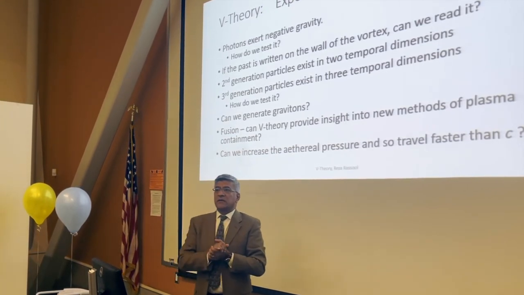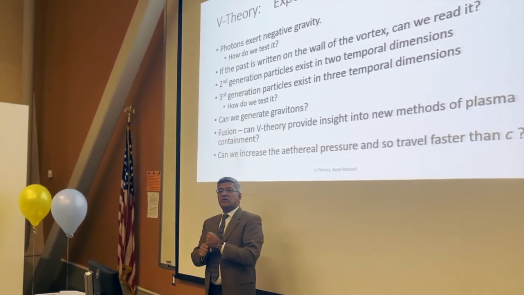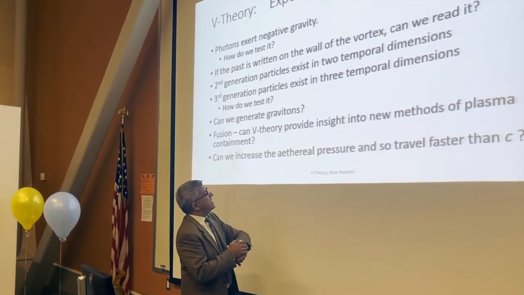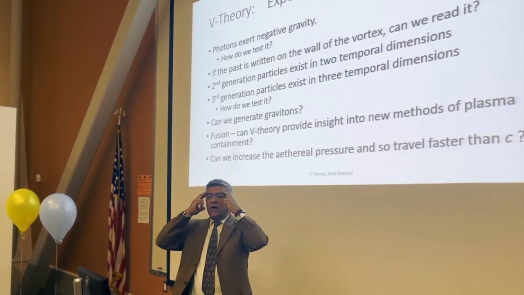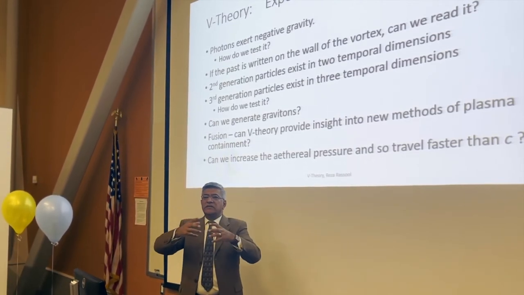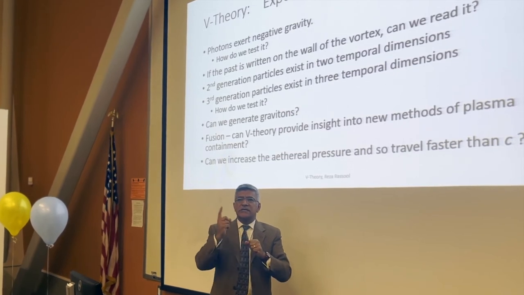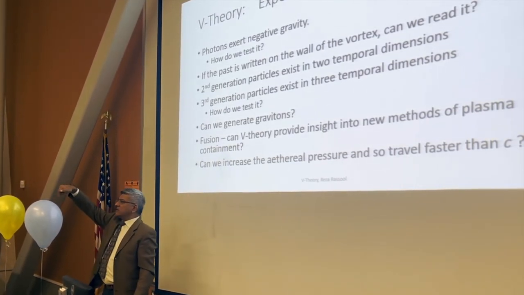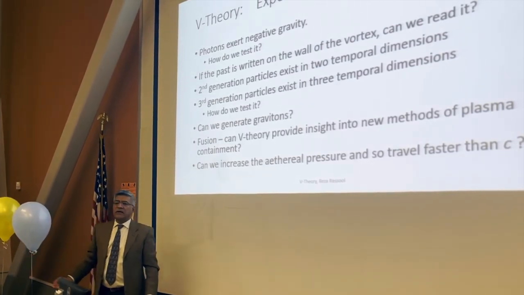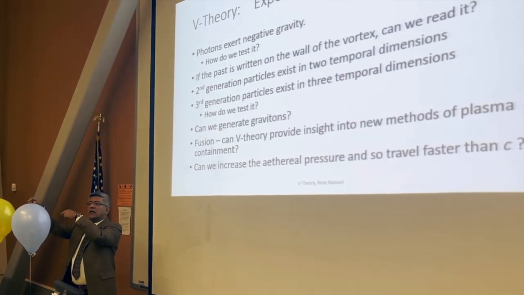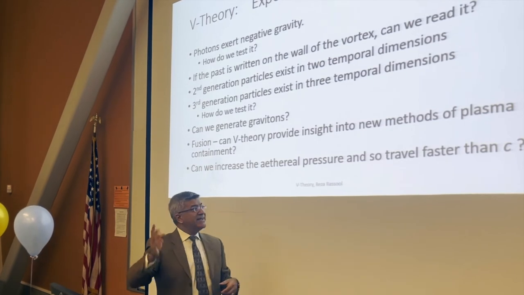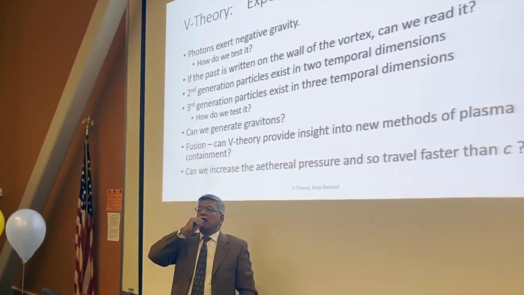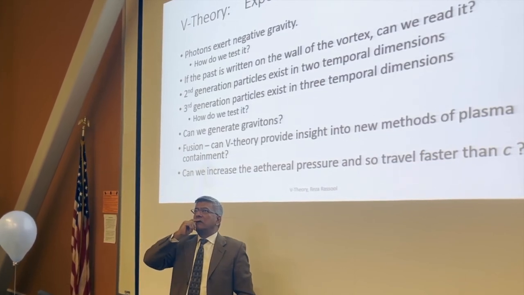Can we generate gravitons? Imagine if you could spin up a volume of space, you'd have two photons flying apart, you can create a laser. Fusion: can V theory provide insight into new ways of containing plasma? Now that we've got an idea of what the electric field is, and it's actually coming from rotation, I mean, that flow is not me blowing there, but the result of these two actually spinning and inducing a flow between them, that caused attraction. Opposing flows cause repulsion. We observed that dropping the pressure caused particles to travel slower than the speed of light.